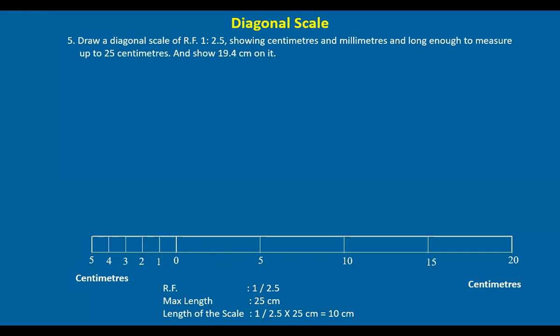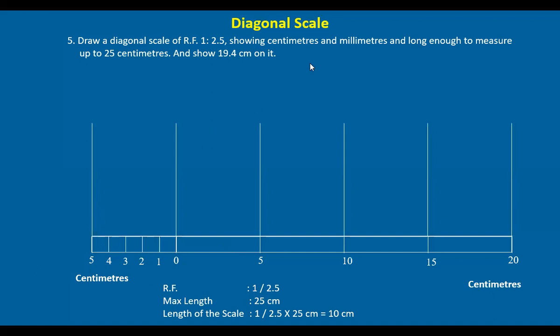It's not that we have to make 10 divisions always in the left side. It depends on how many units one division is. How many units this is, it depends on this. You will be marking the numbers. So now let's draw the diagonal scale.